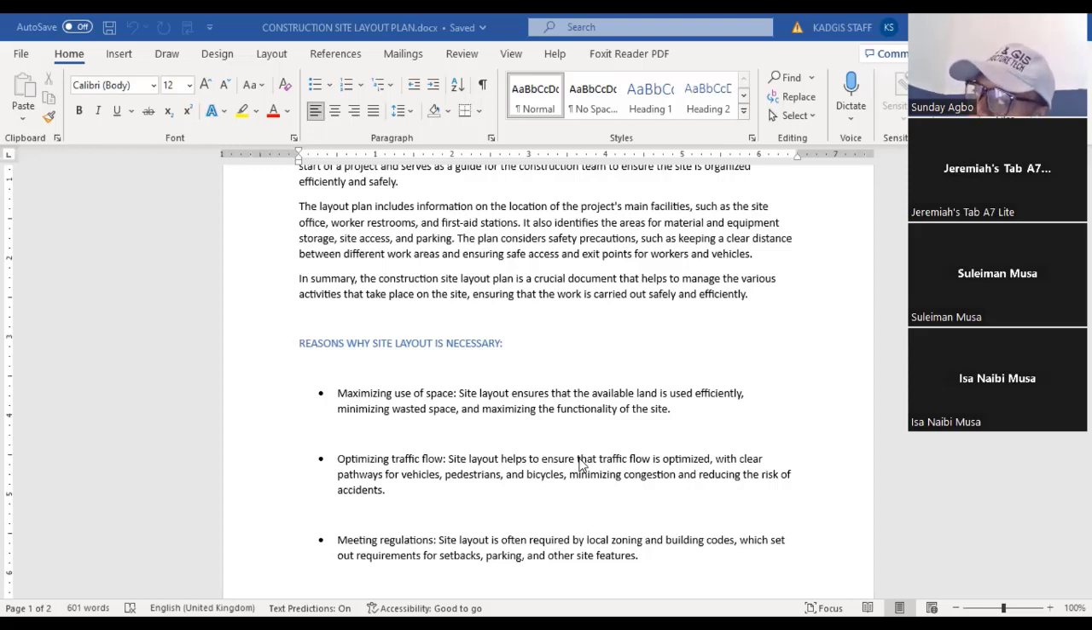For example, you see the real distance at which, let's assume you are putting your crane, you know the position where you put your crane, and at the same time, you can simulate the radius that the crane can cover, so that you don't need to move the crane from one location to another, because that will cause delay and at the same time incur more cost in the cost of construction. So maximizing space is one of the reasons why we need to do site layout. Site layout ensures that the available land is used effectively, minimizes waste space, and maximizes the functionality of the site.